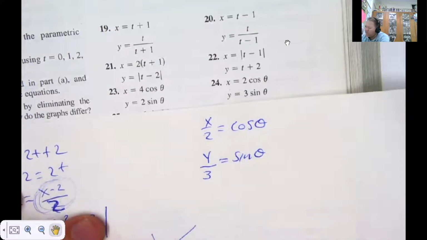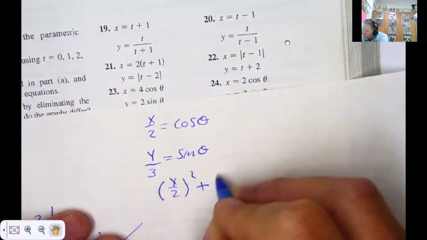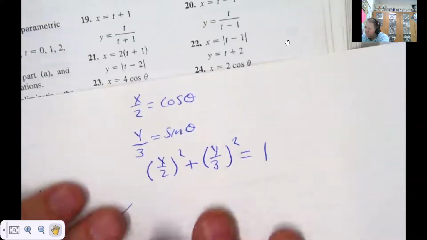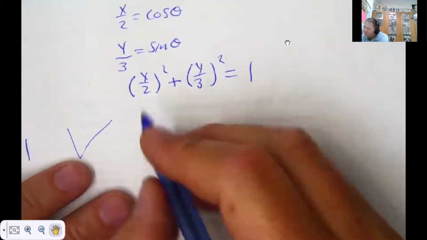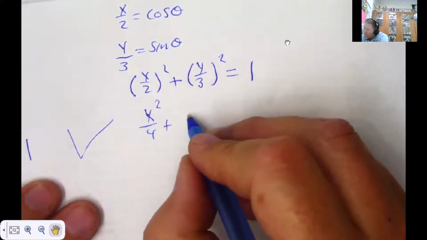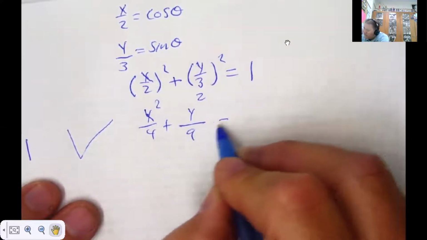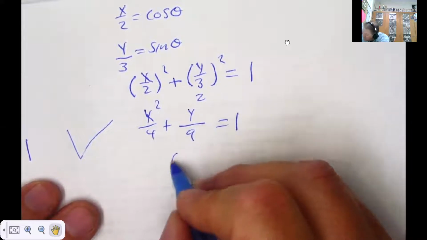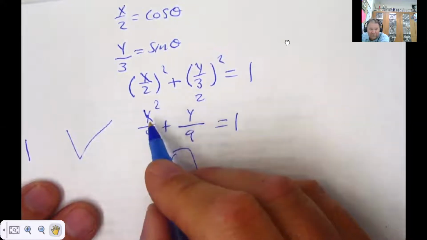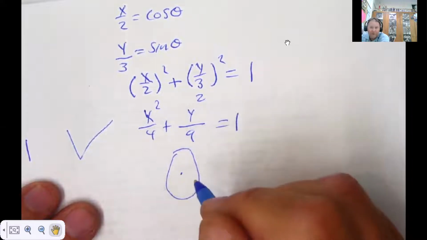That Pythagorean identity is the one that probably comes up most often. So I know that sine squared plus cosine squared must always equal 1, or x divided by 2 squared plus y divided by 3 squared has got to be equal to 1. And if you square this, it comes out to be x squared over 4 plus y squared over 9 equals 1. And hopefully you can see it, right? That's an ellipse, if I had to graph it, but you don't. That's an ellipse that, from the center at 0, 0, you have to go up 3, down 3, right 2, and left 2.